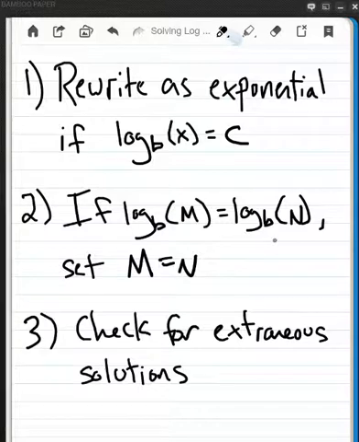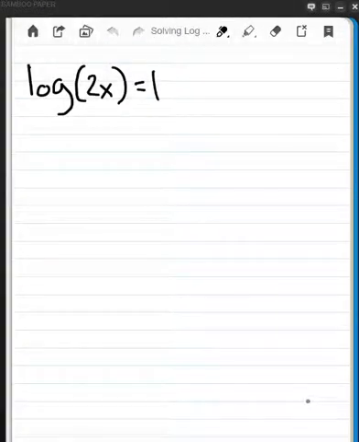With logs, because there is a restriction on what you're allowed to take the log of, your arguments have to be bigger than 0. There is a possibility that you can get extraneous solutions, so we just got to make sure we check for those. I'm going to check for them by stating a domain, or at least a rule that would give you the domain of the logs from the beginning.